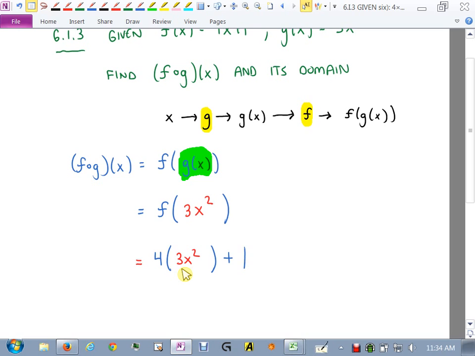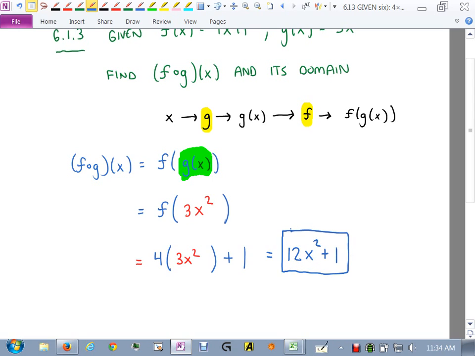Now just multiply this out. 12x squared plus 1. And we're done. We're done with finding what it is, 12x squared plus 1. Box it up. That is the composition of those two functions so far. Okay, any questions on that?